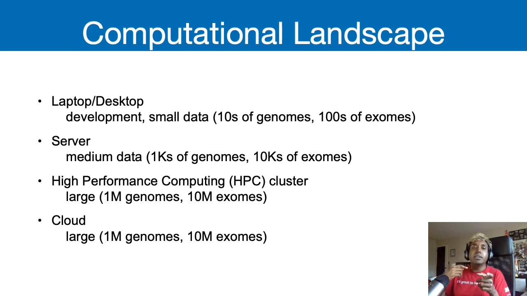For servers, like your own servers that you have in multiple computers, just like in your lab, for instance, it's for medium scale data of about thousands of genomes to tens of thousands of exomes. You can use this on high-performance computing clusters for large data sets of 1 million genomes or even tens of millions of exomes, and cloud would be similar.